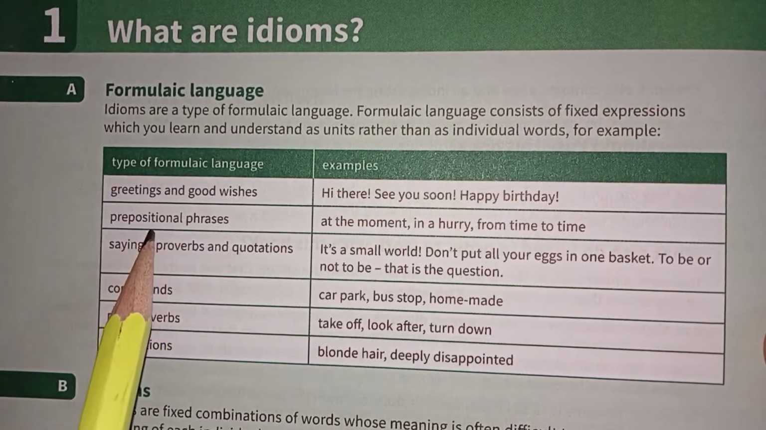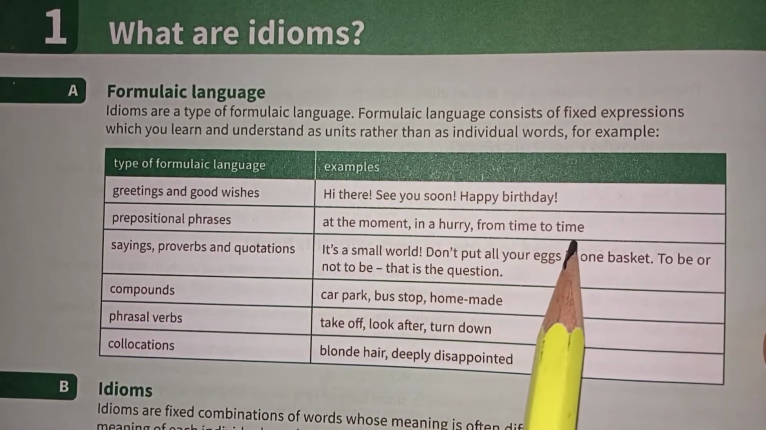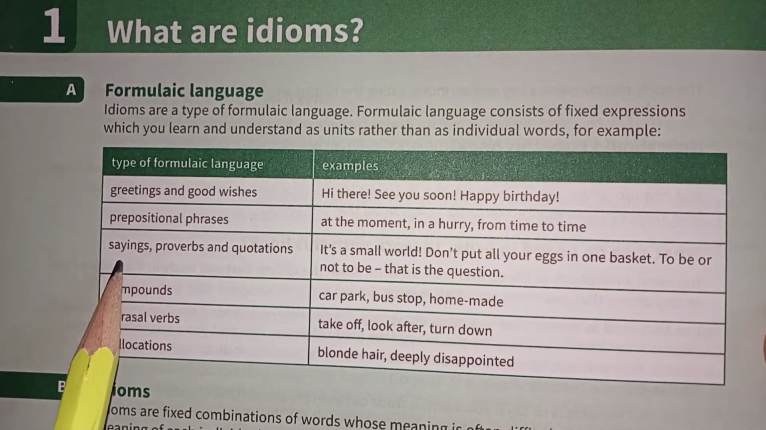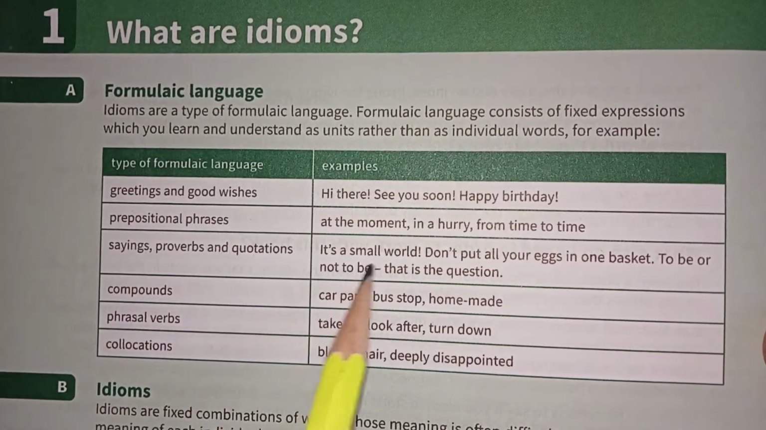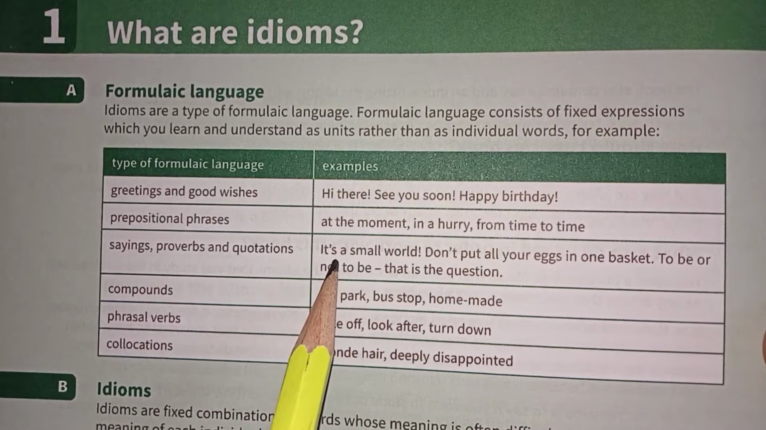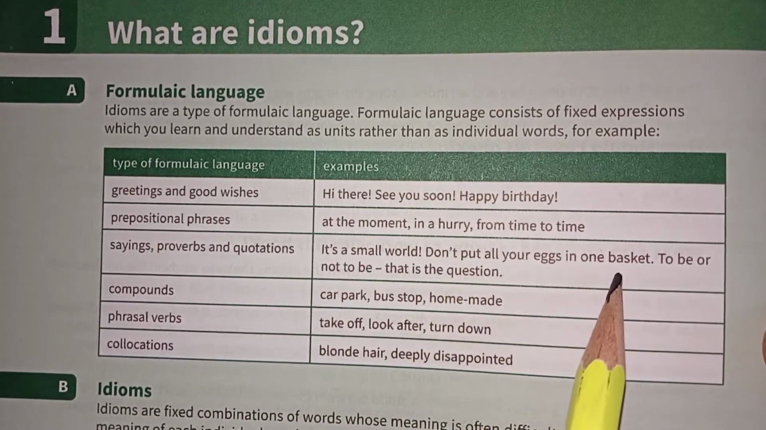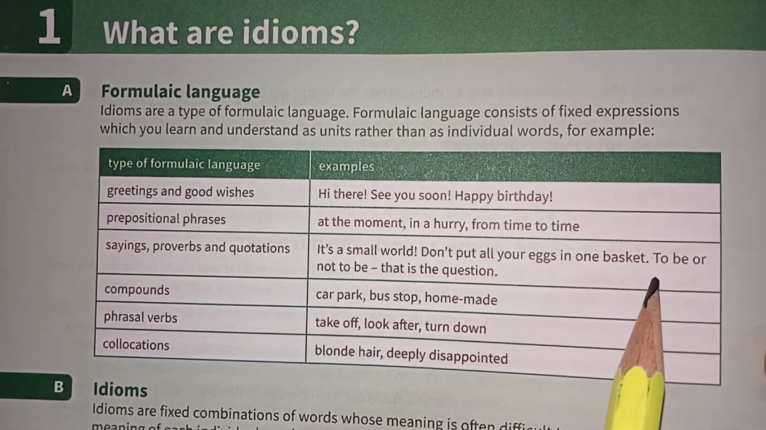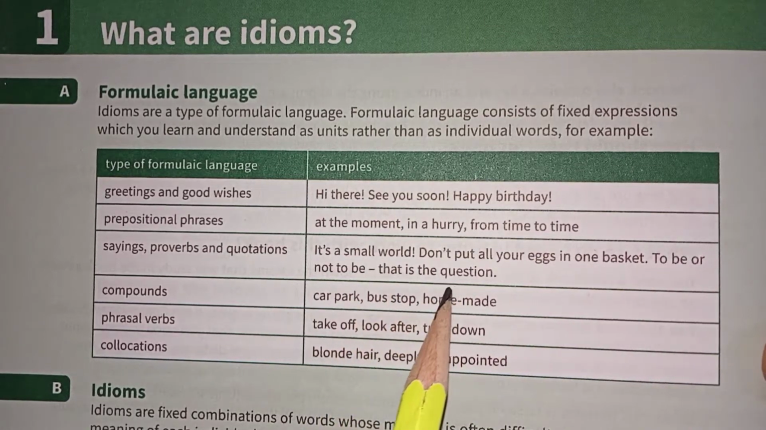The other type is prepositional phrases: at the moment, in a hurry, from time to time. These are prepositional phrases. Now here we have number 3 idioms type: sayings, proverbs and quotations. It's a small world. As we say in examples, it's a small world. Don't put all your eggs in one basket. And here we have another famous idiom quotation: to be or not to be, that is the question.